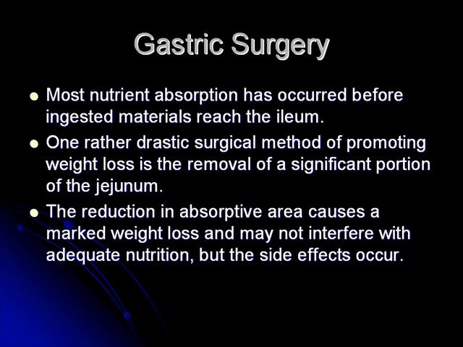Now, some individuals may have to undergo gastric surgery, whether that's due to severe peptic ulcer disease or any other type of abnormality such as gastric cancer. However, most of the nutrient absorption occurs after the ingested material reaches the jejunum and ileum. One rather drastic surgical method for promoting weight loss, which is another example, is the removal of a significant portion of the jejunum. Typically in this gastric surgery, not only is the distal portion of the stomach removed, but the proximal portion of the small bowel as well.